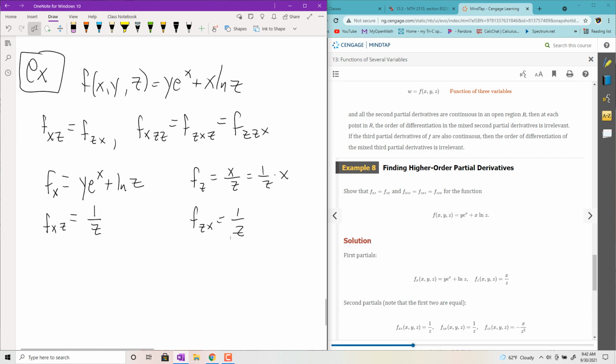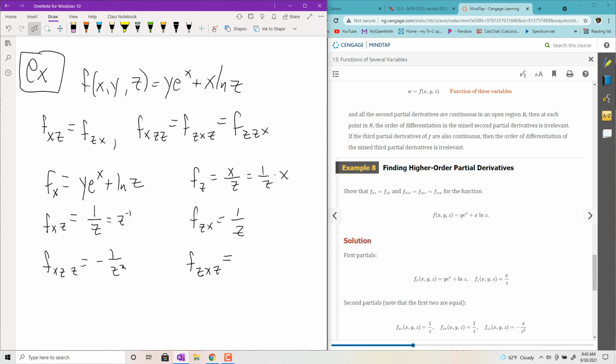Let's get fxzz. So fxz and then z again, that'll just be -1 over z squared, because 1 over z is z to the -1, so you bring down the -1, minus 1 in the exponent gives -2, so you get that. Let's look at fzxz.